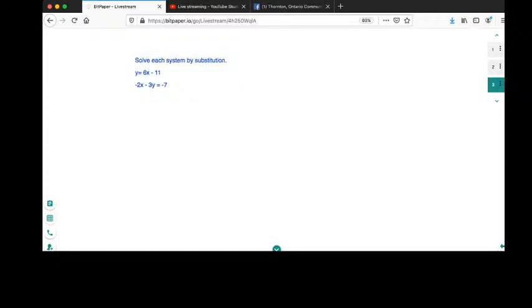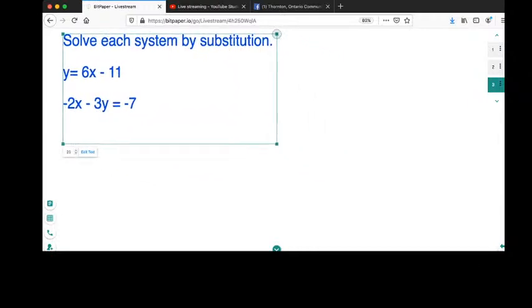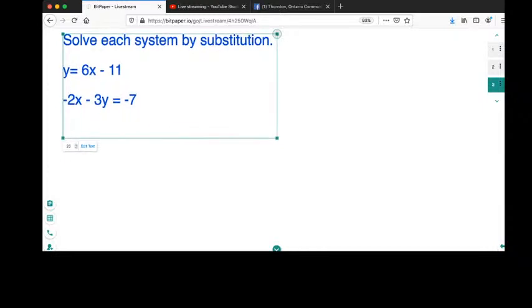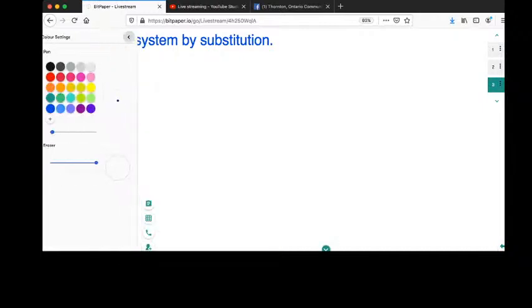So let me just expand this so everyone can see the question. So the question is, solve each system by substitution. y equals 6x minus 11, and then negative 2x minus 3y equals negative 7. So thank you, Irfan, for bringing this to our attention. We are going to take a look at this and solve this piece by piece.